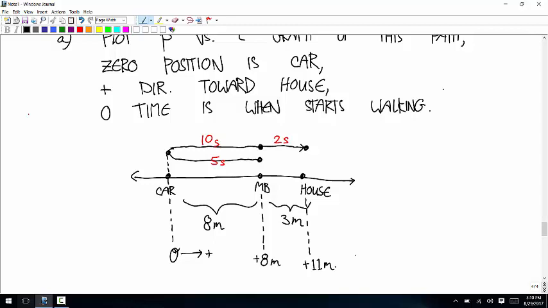And now we have to deal with the 0 time. So the 0 time is when he starts walking. That means that right at this instant, we're at 0. To go from the mailbox to the car takes 5. So 5 seconds later than 0, what's the time at the car? Yep, that's 5.